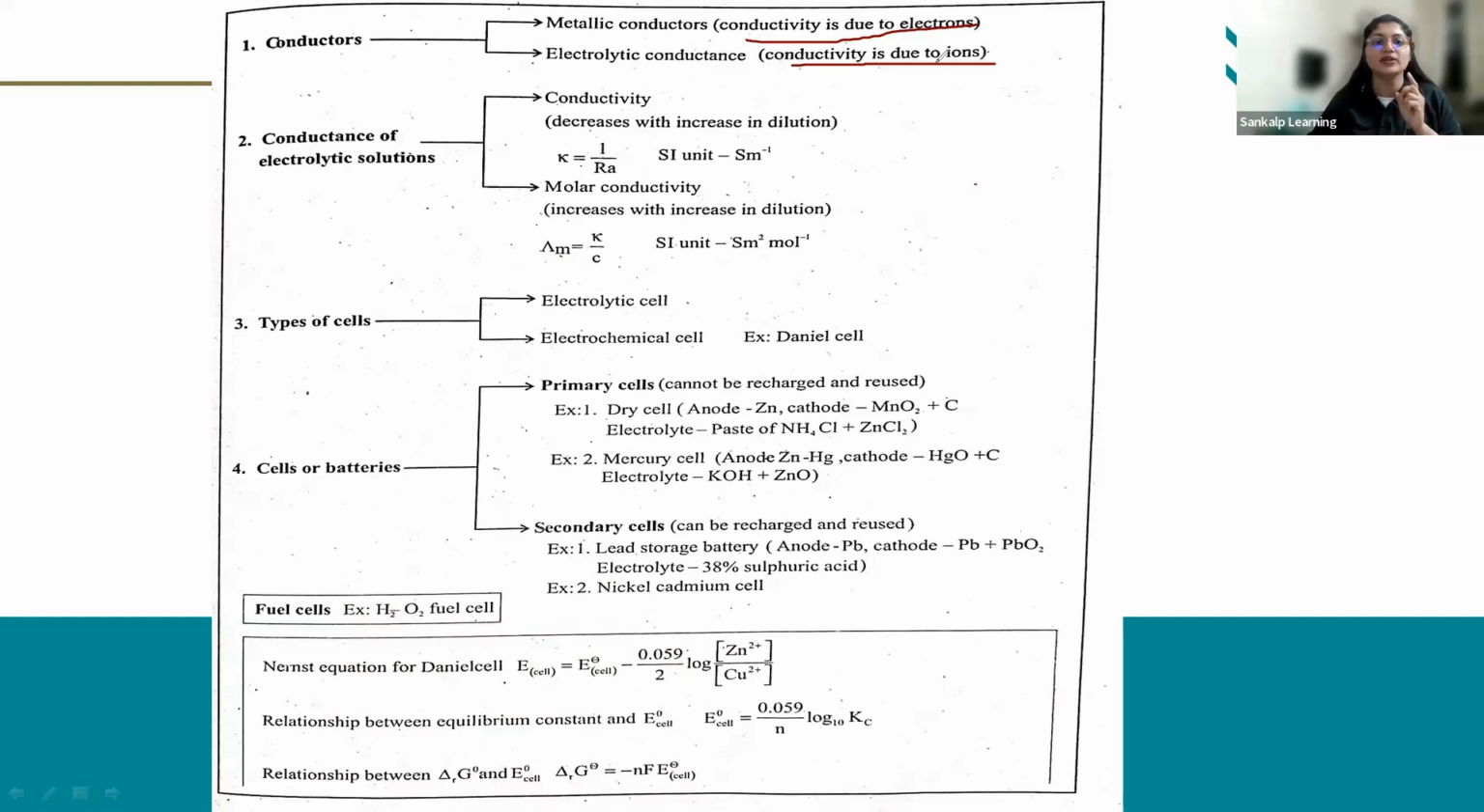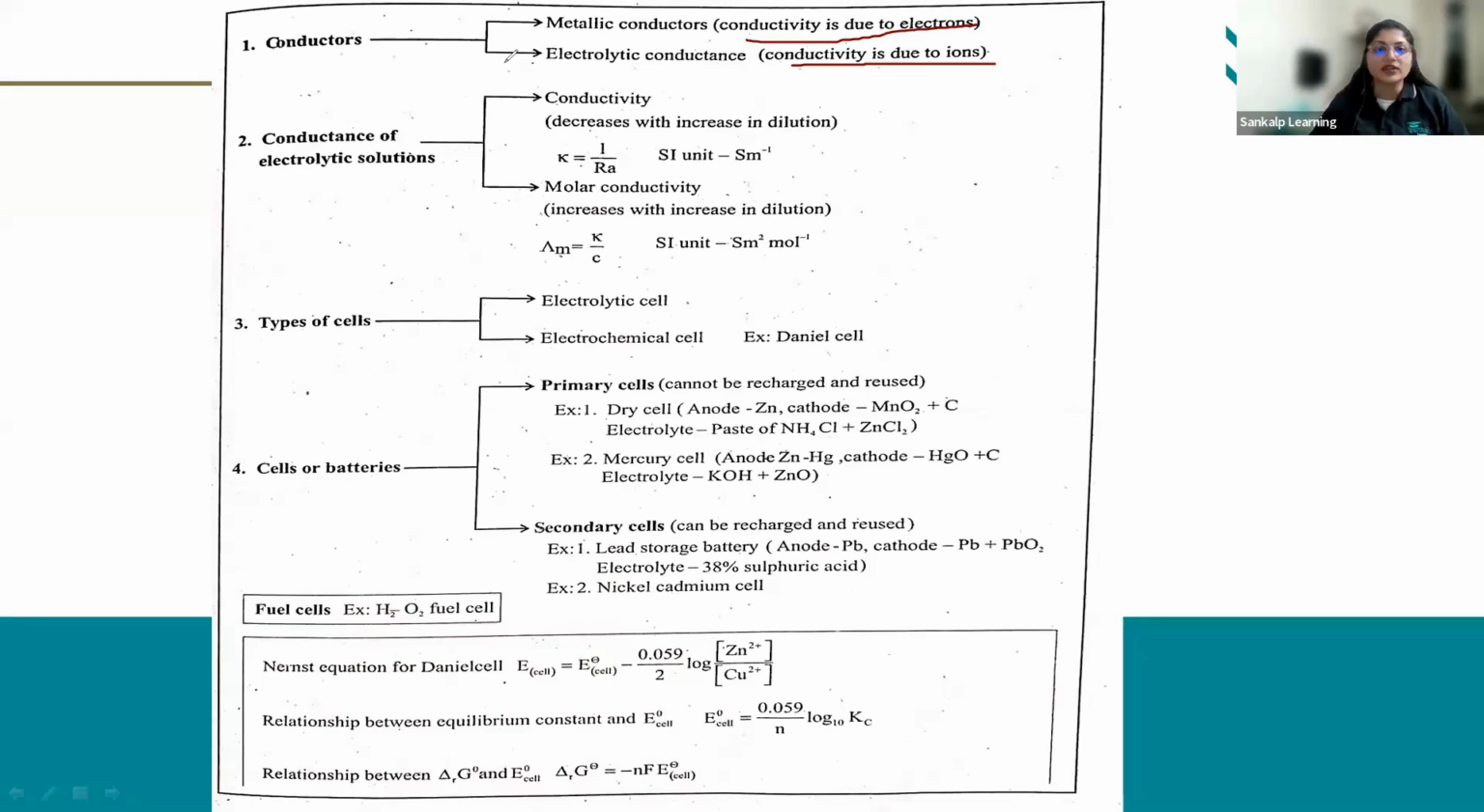Remember these very important conductors, two types: metallic conductors and electrolytic conductors. Metallic conductors means the conductivity is due to electrons, and electricity is passed through these substances without undergoing any chemical change. Electrolytic conductance means it allows the passage of electricity, but either in molten state or in aqueous solution state, and here the conductivity is due to the ions. So this is about conductors.